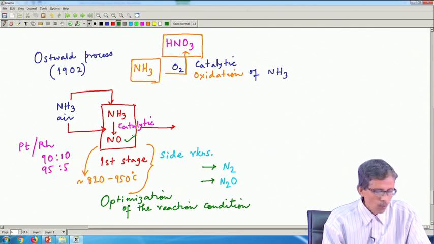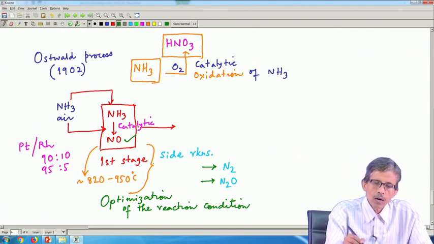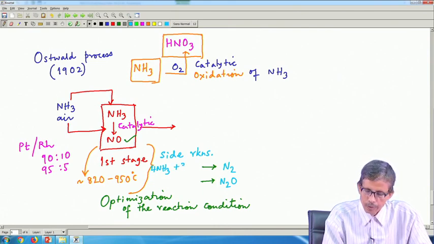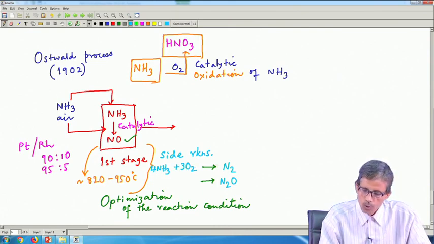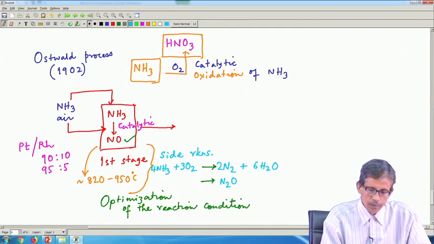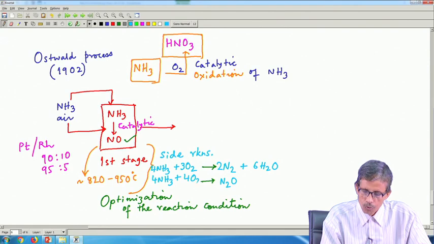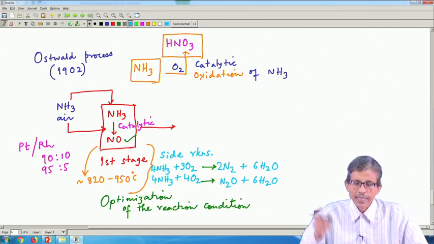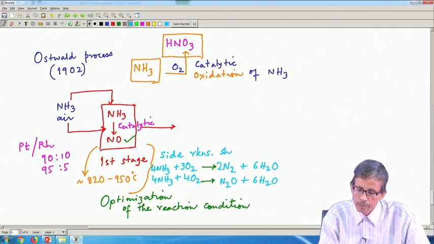So, this is how we get those reactions, because these reactions are 4 NH3 plus 3 O2 giving you twice of NO plus 6 water. Similarly, 4 of your NH3 plus 4 of O2 giving you N2O plus 6 H2O. So, side reactions should be avoided.